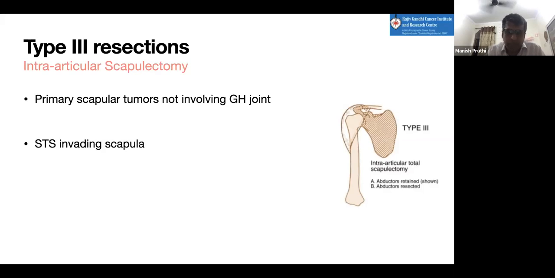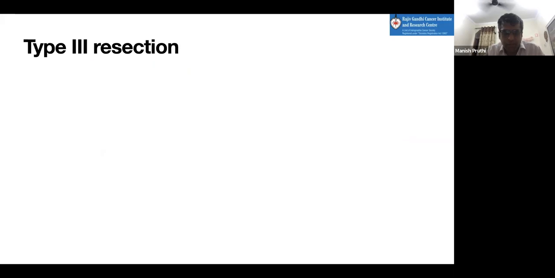scapula. So as far as the function is concerned for type 3 resection, functionally they are similar to type 1 because the patient loses the shoulder function but gets a normal elbow and hand function. So the incision is the same, it's an oblique scapular incision.